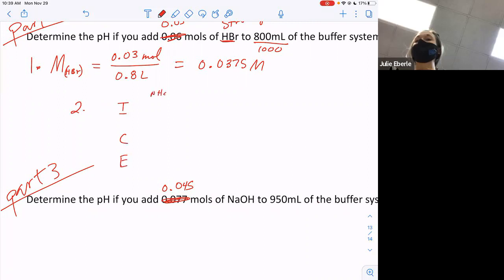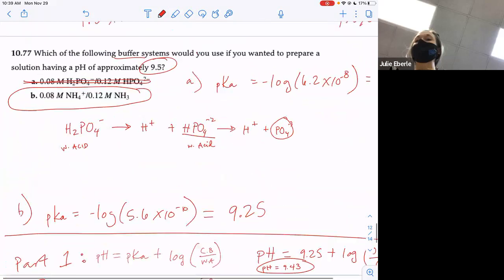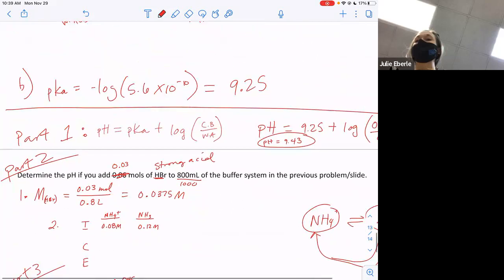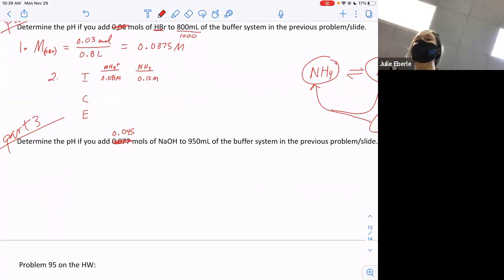So we got NH4+ and we got NH3. Our initial concentrations are what? 0.08 molar, and was it 0.12 molar? And I got that from the previous problem. That is the part that we'll plug in every time into the ICE chart. Sorry, not the Henderson-Hasselbalch. You plug it into the Henderson-Hasselbalch equation for part 1, but you have to recalculate new concentrations for parts 2 and 3.